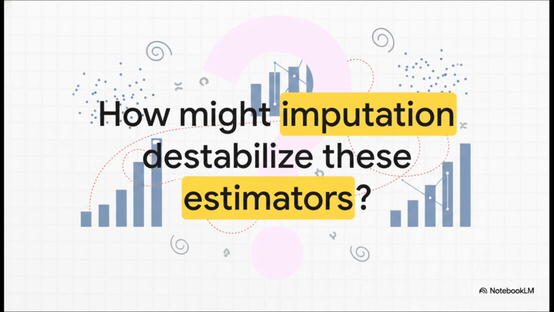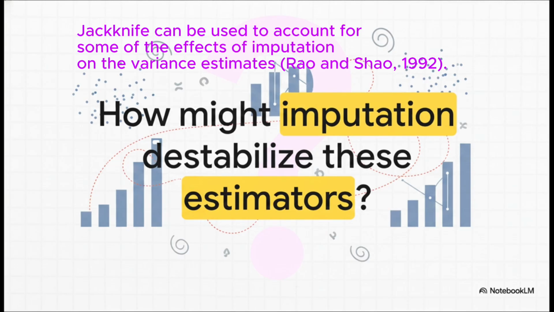Which leaves us with a fascinating theoretical puzzle to end on. We know these resampling methods are incredible for treating samples as populations, but if the jackknife breaks down on non-smooth functions like medians, how might missing data, specifically the imputation procedures we use to guess that missing data, further destabilize these variance estimators? It's a massive question that pushes the very limits of modern statistical theory.